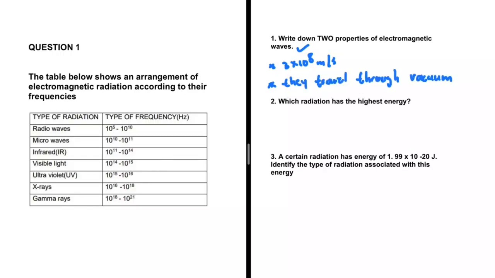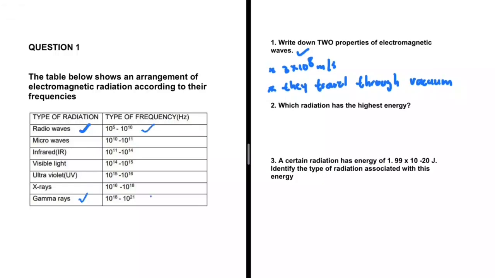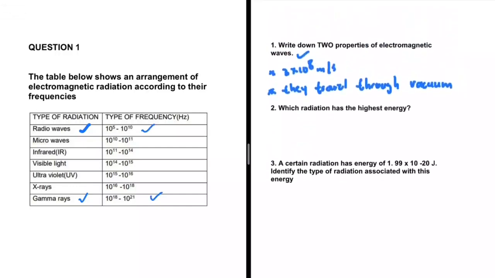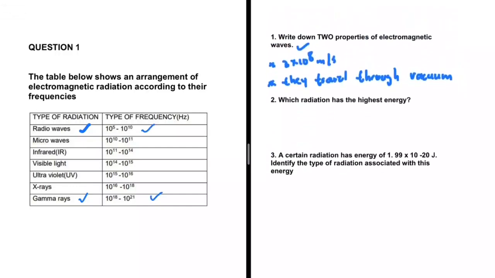Let's go ahead and take a look at the second question. Which radiation has the highest energy? From the information given, the table below shows an arrangement of electromagnetic radiation according to their frequencies, from radio waves to gamma rays, and we have the accompanying frequencies. So the question is saying, which radiation has the highest energy?